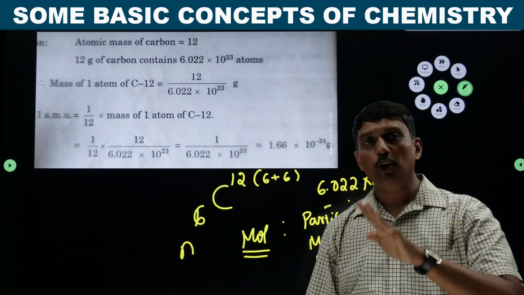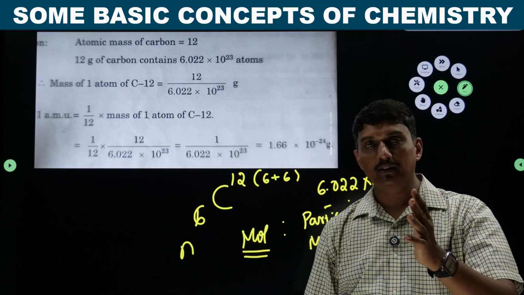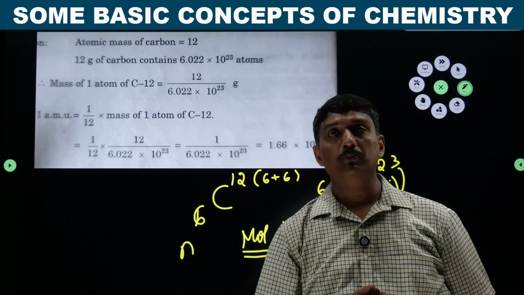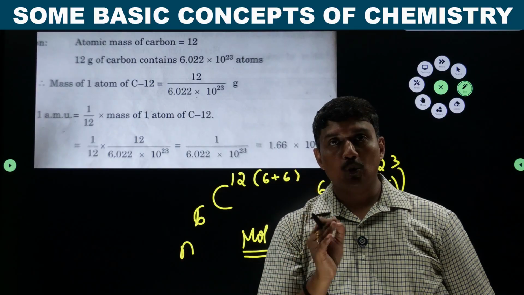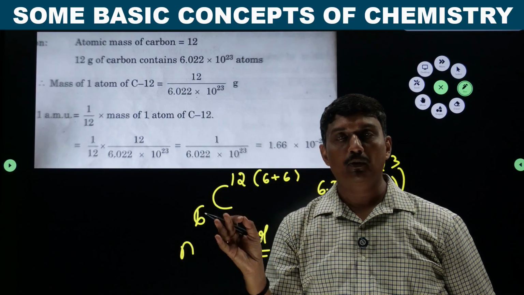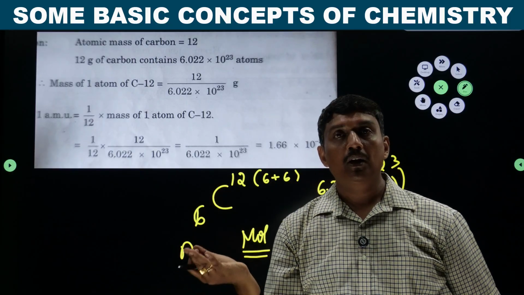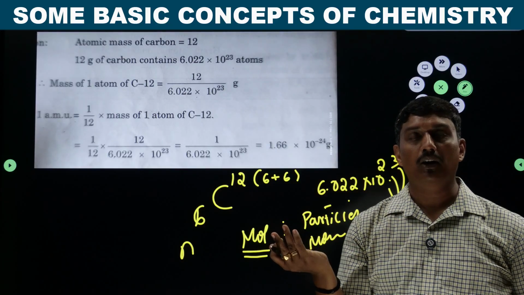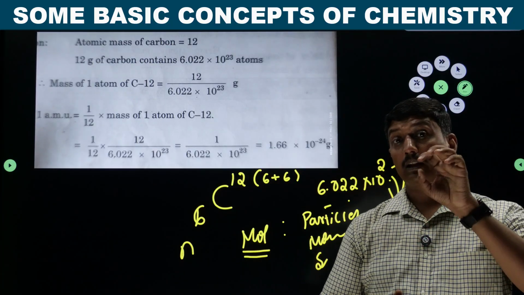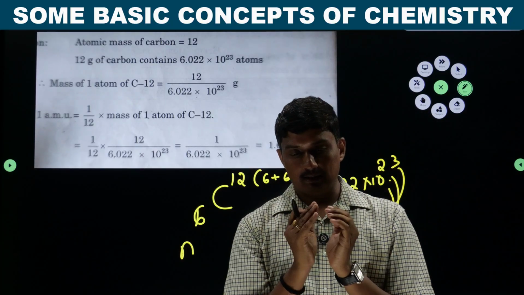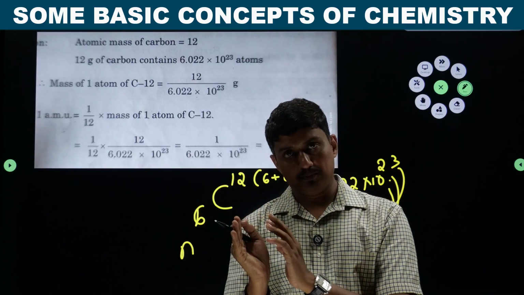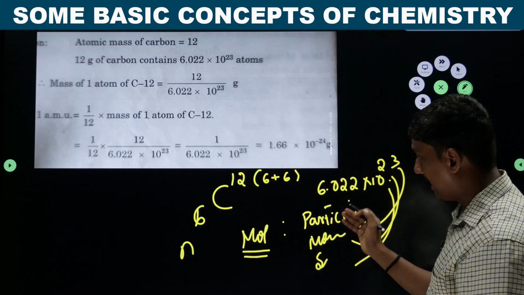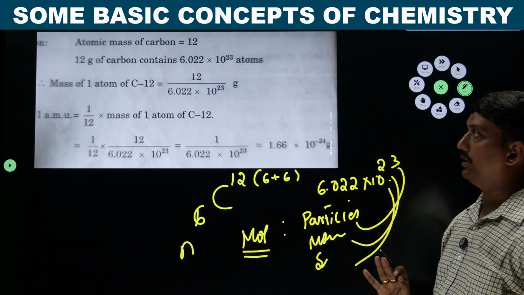If I ask for 1 mole of carbon, it is clear: it is equal to 6.022 into 10 to the power 23 atoms of carbon. 2 moles means 2 into 6.022 into 10 to the power 23 atoms of carbon. Half a mole is half into 6.022 into 10 to the power 23 carbon atoms. So this is the meaning of a mole. Mole is the amount of substance, equal to 6.022 into 10 to the power 23 atoms, particles or any substance.